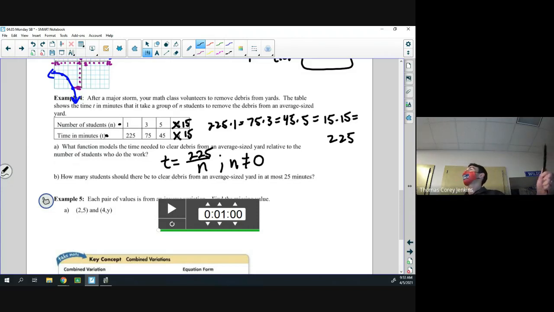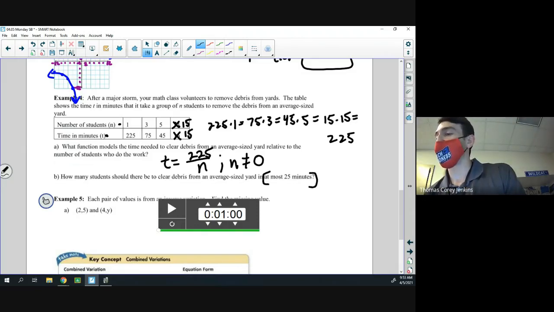Because if we had 0 students, it would take infinitely long to clean the yard, right? So anyways, part B says, how many students should there be to clear debris from an average size yard in at most 25 minutes? So when you set this one up, instead of an equal sign, try to use a less than or equal to 25 minutes.